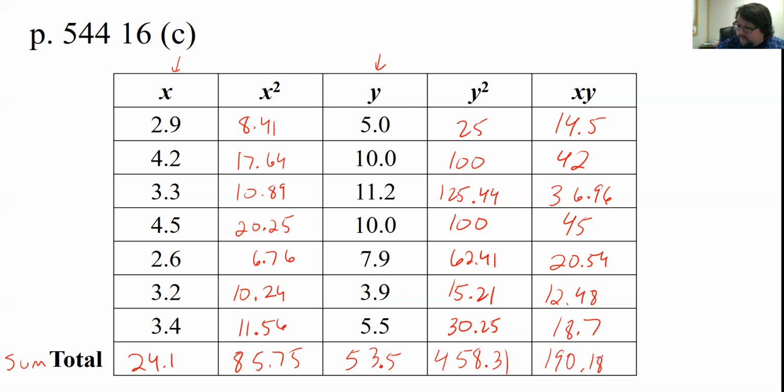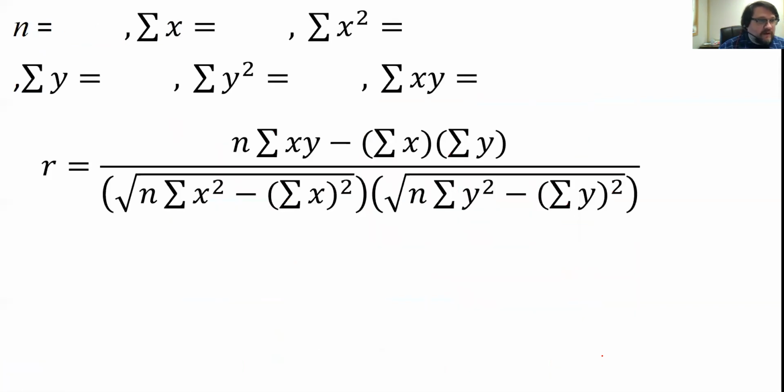Hopefully I didn't make too many mistakes in all of that. So let me double check what I had calculated in the past. 24.1, 85.75, 53.5, 458.31, 190.18. All right, yay, first try. All right, so I guess second try, but the other one was a year ago, so I don't really count that. So now let me just go ahead and record all those values.